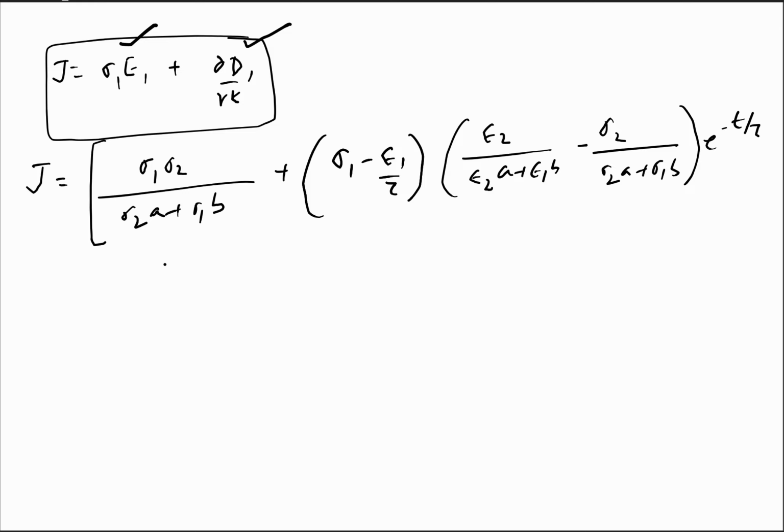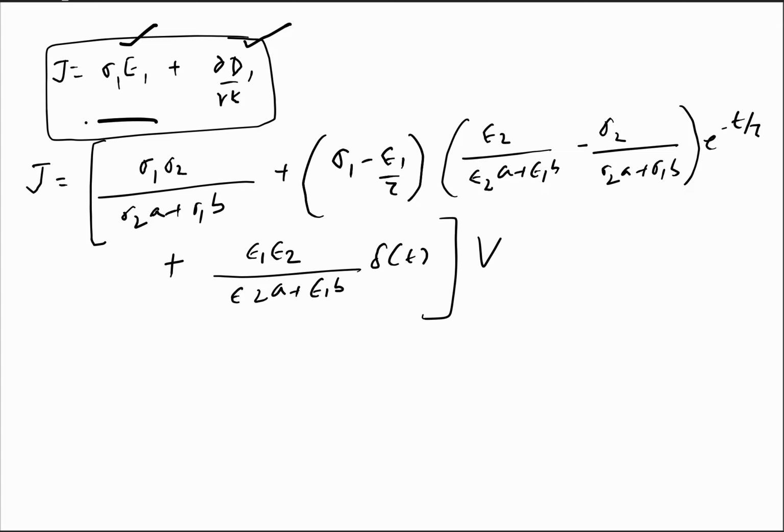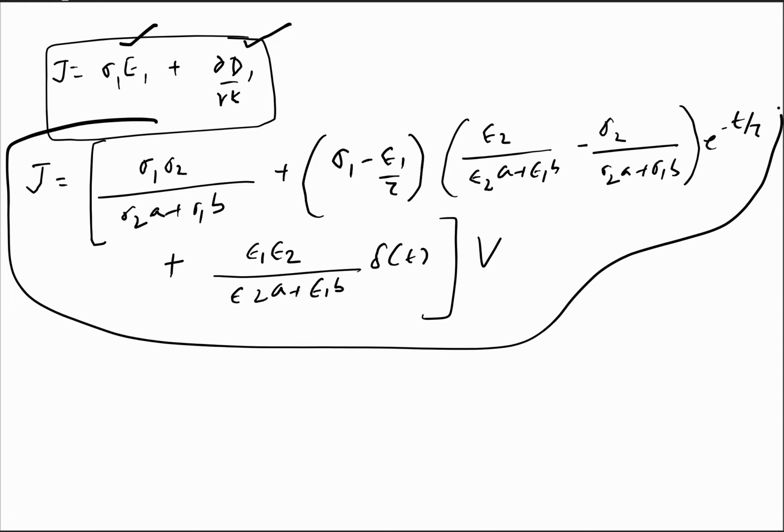Now there will also be that impulse term, which will be existing at t equal to 0 only. And that impulse term we have just seen in the beginning of this lecture. It is equal to epsilon 1 epsilon 2 over epsilon 2 A plus epsilon 1 B delta t. And V will be the common factor in every term. So in this way, we can find the current density also, which is composed of both displacement current density as well as the conduction current density. So you see that this is a mixture of both displacement current as well as conduction current.